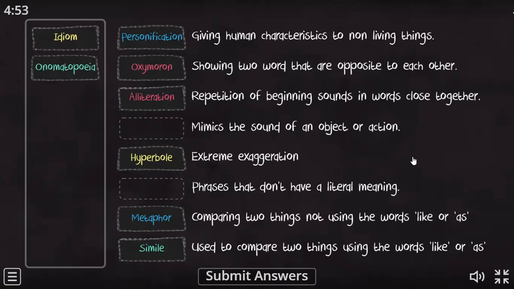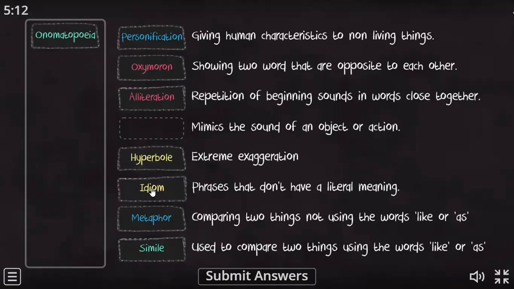No. Idiom, idiom. Let me tell you, maybe because you joined a little bit late. Idiom is phrases that do not have literal meaning. They give you another meaning. Onomatopoeia is the sound. So again, onomatopoeia is the sound.